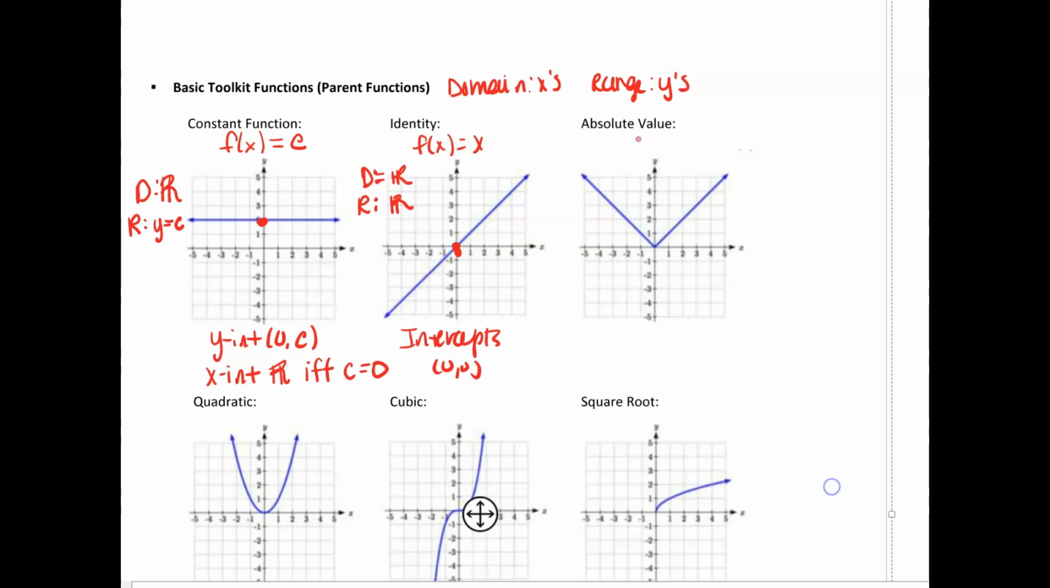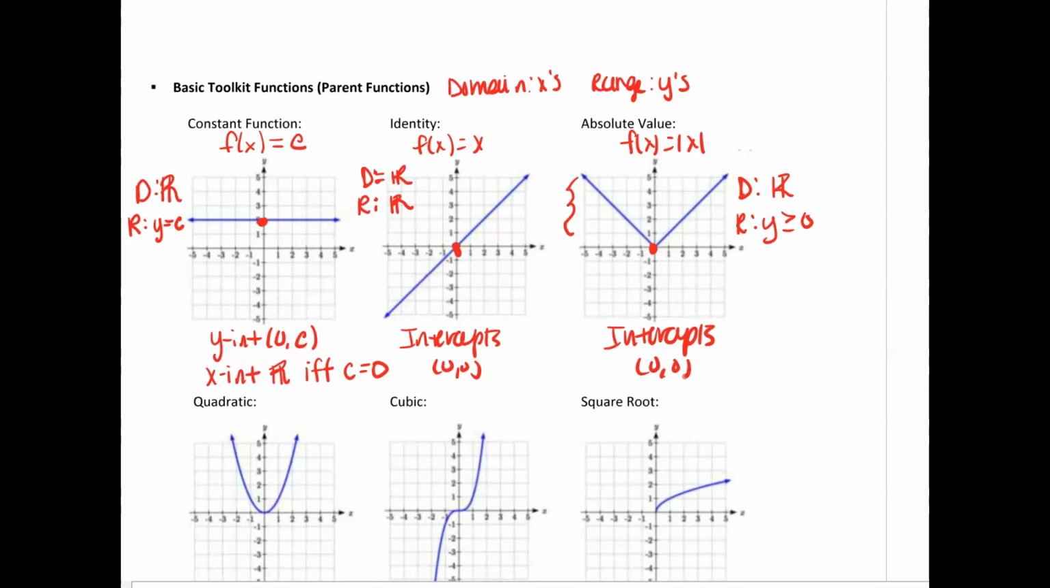The absolute value function is f of x equal to the absolute value of x. It has a domain of all real numbers, but you can see that its range, well, its possible y values, you can see all the y values are up here in the positive quadrants here, and so its range is going to be y is greater than or equal to 0. It does have an intercept right here, so its x and y intercepts are at 0, 0. So there's 3 of our parent functions.